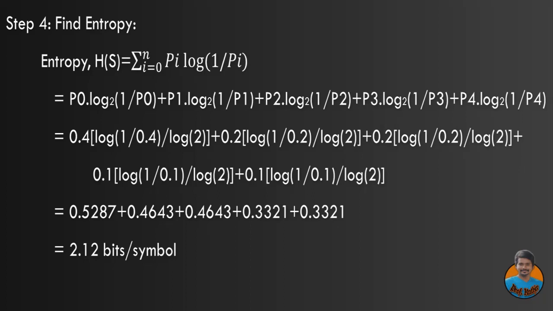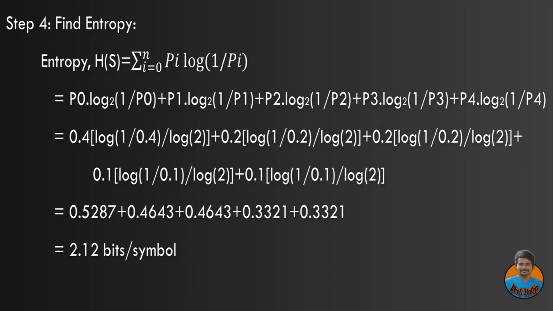Here it is log base 2. In a scientific calculator, it is programmed to provide output for log base 10. So let's make a small change in our equation. Entropy H of S is equal to P0 into log of 1 by P0 divided by log of 2 plus P1 into log of 1 by P1 divided by log of 2 plus P2 into log of 1 by P2 divided by log of 2 plus P3 into log of 1 by P3 divided by log of 2 plus P4 into log of 1 by P4 divided by log of 2.